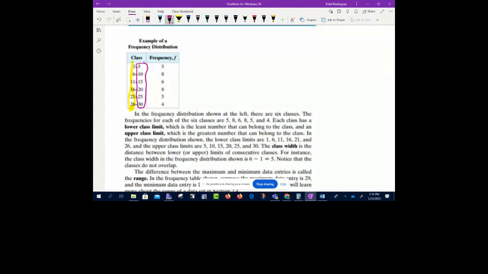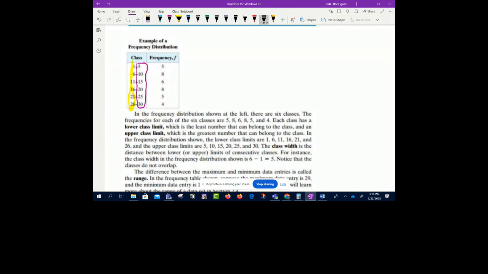Now we have something we call the class width. How many numbers are in each of those ranges? There are a couple of ways you can do it. If I look at any of those, 1 to 5, how many numbers are there? 1, 2, 3, 4, 5. That's what the width is. You can count them like that. 11 to 15, same thing.